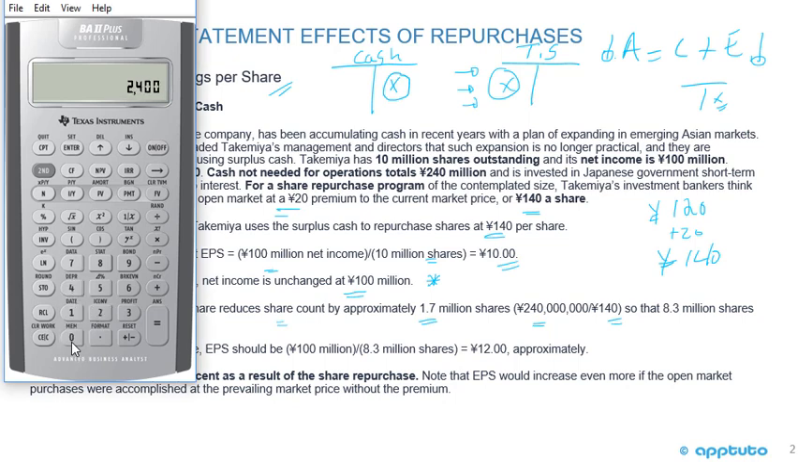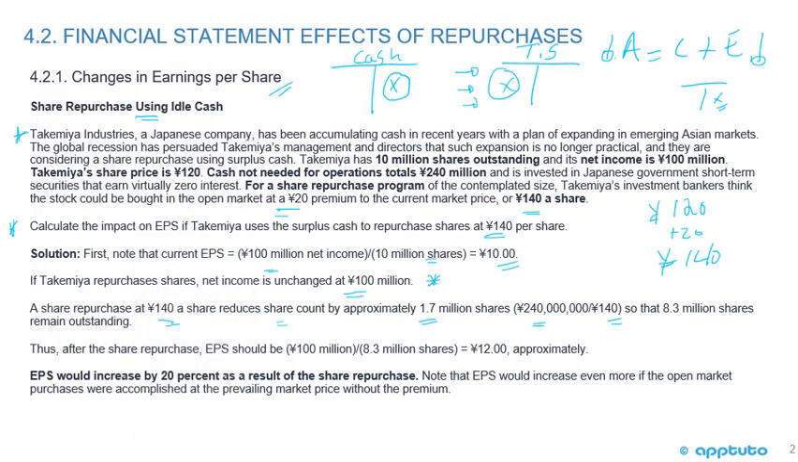240 million, that's 6 zeros, and we're going to divide by the 140 yen. We can see that the company would buy back approximately 1.7 million shares, 1,714,285. Make that a negative and add it to the 10 million shares. If we want to be precise in any type of calculation, that gives 8,285,571. So the text is saying you're going to buy back approximately 1.7 million shares, so you've got 8.3 million shares outstanding.